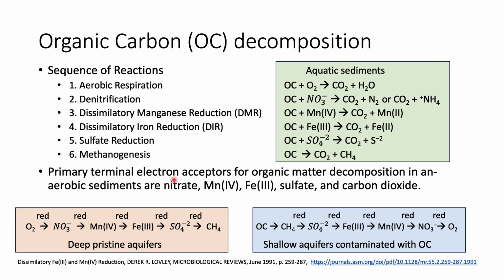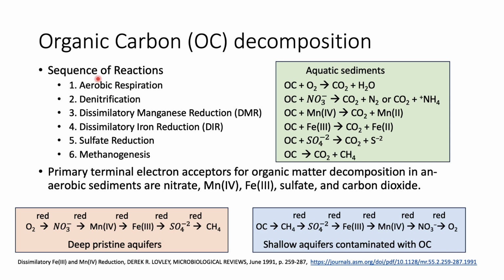The primary terminal electron acceptors for organic matter decomposition in anaerobic sediment are nitrate, Mn(IV), Fe3+, sulfate and carbon dioxide. These are all the electron acceptors. So here are the reactions which are happening in deep pristine aquifers. The first one, oxygen gets reduced, then nitrate is reduced, and this is again reduced to form Mn(II). Then this again undergoes reduction where Fe3+ reactions are involved, followed by sulfate reduction, and finally we end up with methane. This is the deep pristine aquifer reaction sequence.